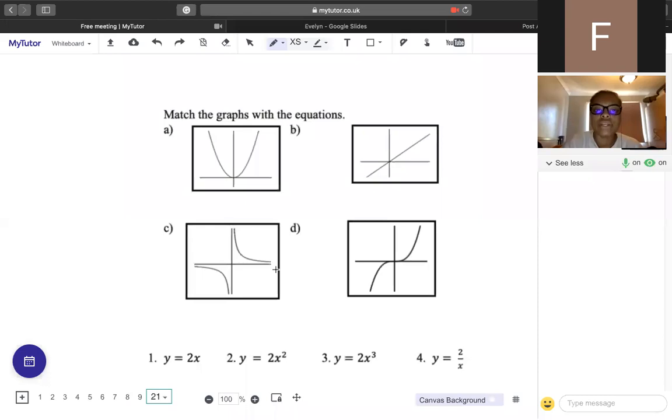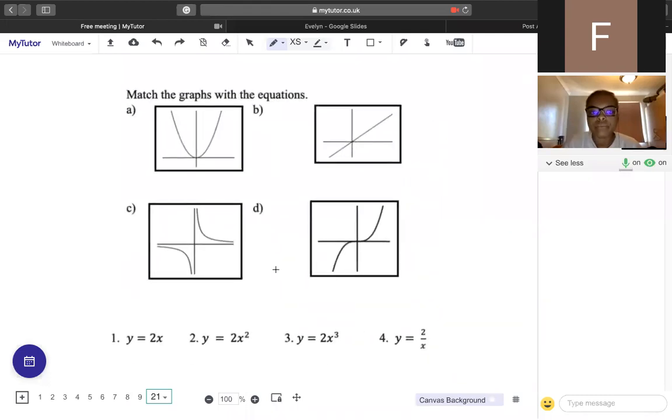So if we do a similar question, we now have to match the graphs with the equations. The easiest one I would say is our linear graph. We know what linear graphs look like. We know what linear equations look like. So the linear graph B is going to match our first equation, y equals 2x, because it's a linear equation. So B matches with 1.